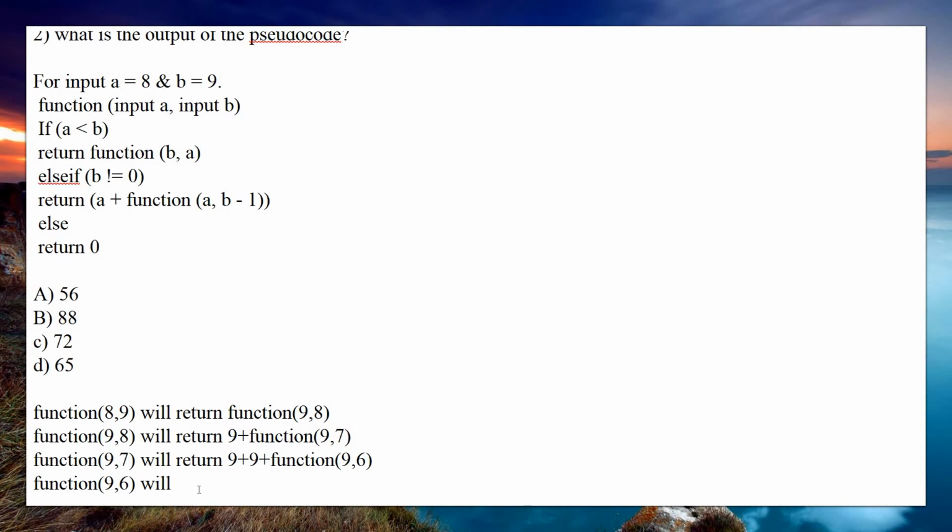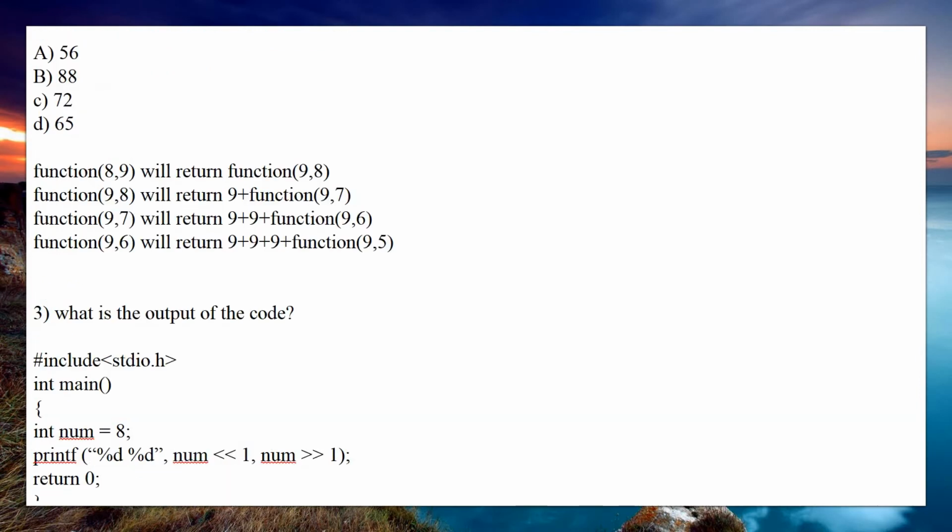So again 9 is not less than 6, condition becomes false. Whether 6 is not equal to 0, condition is true. So it will return A plus function of A comma B minus 1. So for function of 9 comma 6, it already has 9 plus, then it will add A, that is 9 plus, then after that it will call the function of A comma B minus 1, that is 9 comma 6 minus 1 is nothing but 5. Then in the next iteration again it will call the function of 9 comma 5.